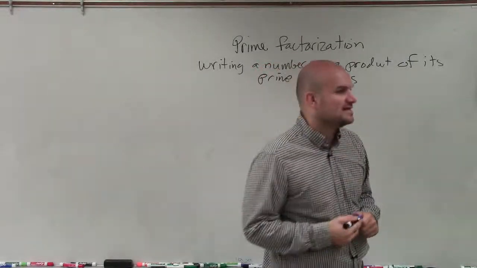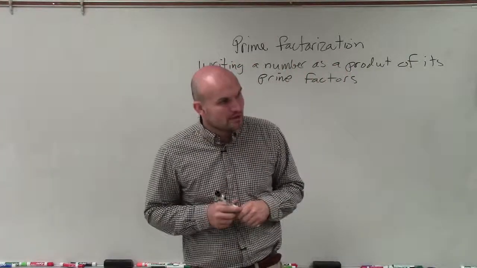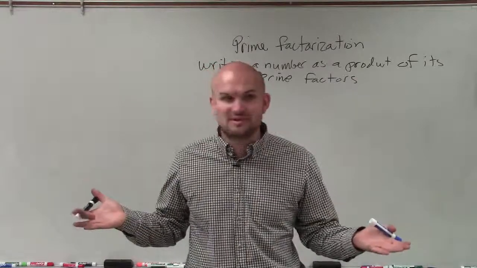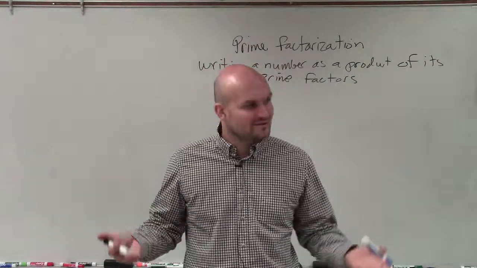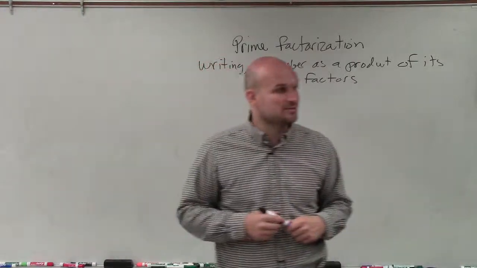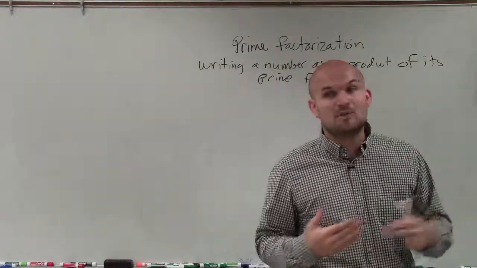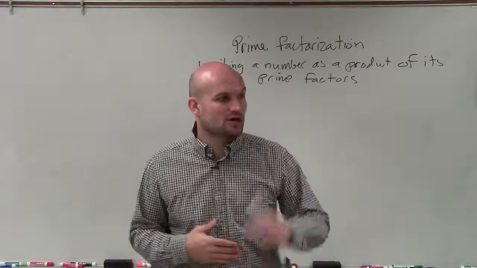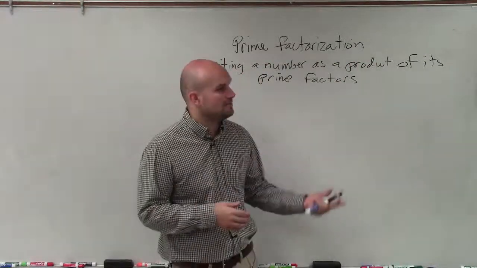Now, if you have a number that is not divisible by 2, maybe it ends in a 5. Well, if it ends in a 5, it has to be divisible by 5, right? Or if it ends in a 0, you'll also know that it's going to be divisible by 5. So dividing by 5 might be more efficient if it ends in a 5 or a 0 than dividing by 2.